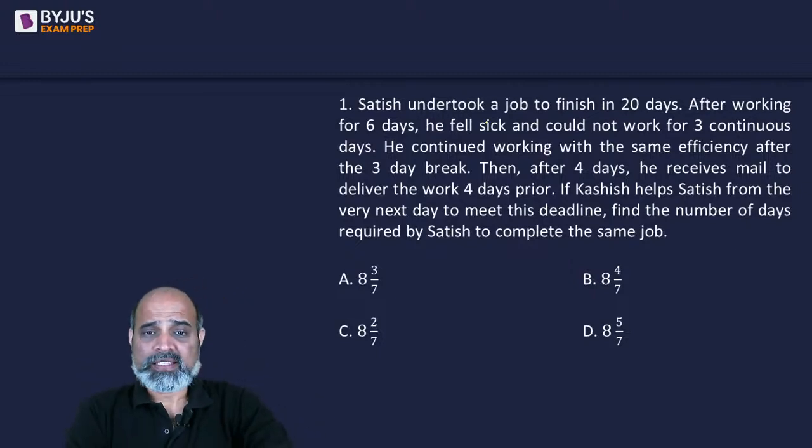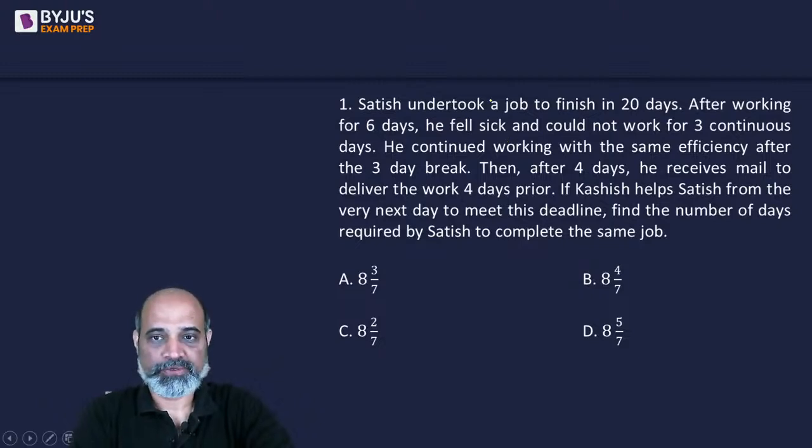Satish undertook a job to finish in 20 days. After working for 6 days, he fell sick and could not work for 3 continuous days. He continued working with the same efficiency after the 3-day break. Then after 4 days, he receives mail to deliver the work 4 days prior. If Kashish helps Satish from the very next day to meet his deadline, find the number of days required by Satish to complete the same job.